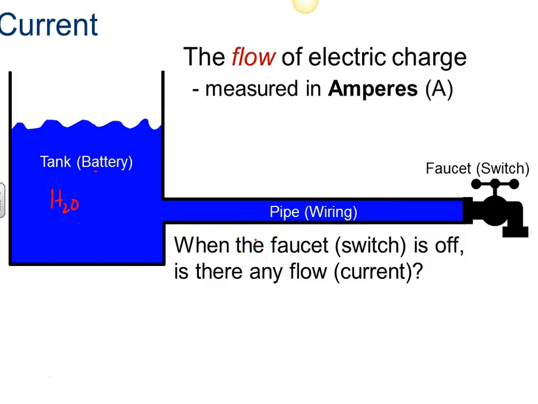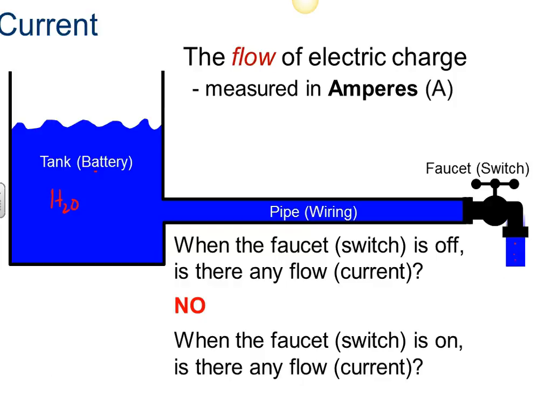So when the faucet is off, is there any flow from battery to the outside? We would be looking for something coming out over here if we had something. And the answer to that is no. If the faucet is off, there is no flow. When the faucet is turned on, is there any flow? The answer there is obviously yes, it is.